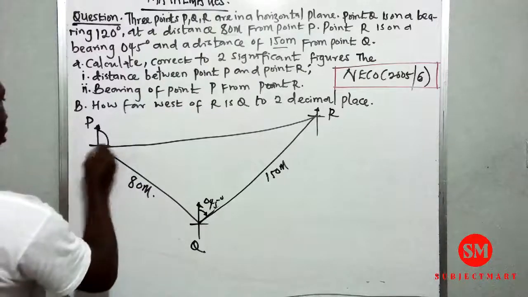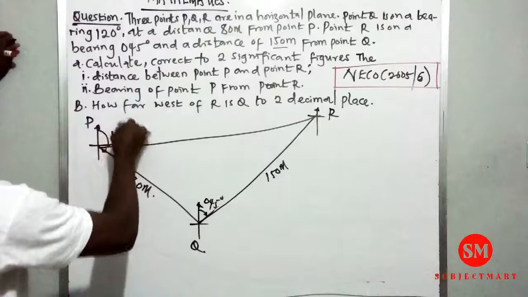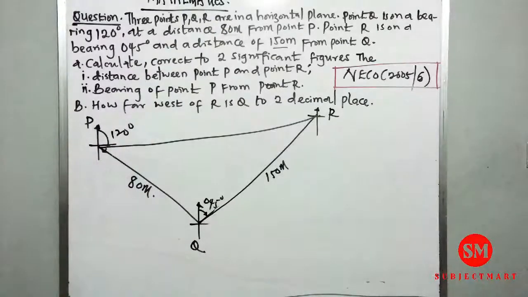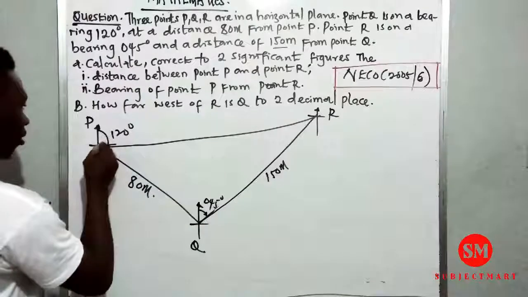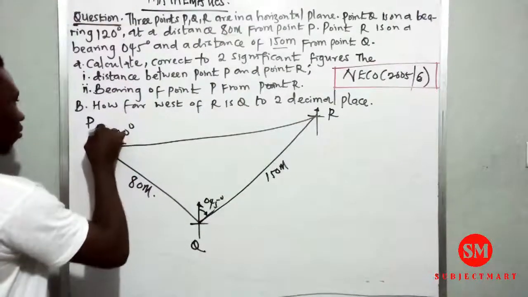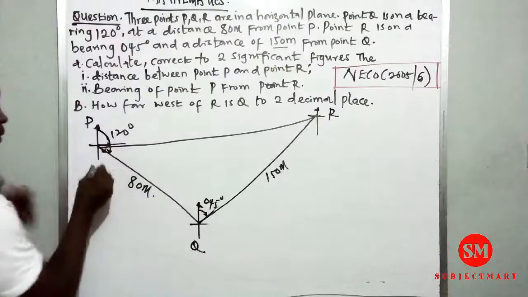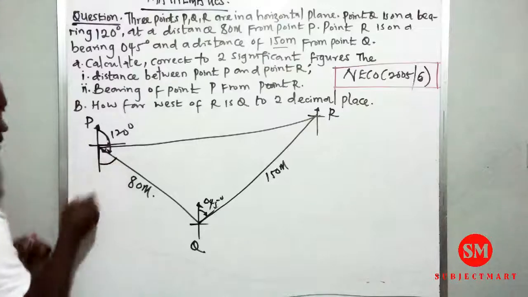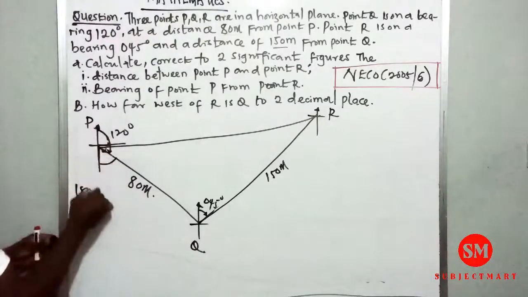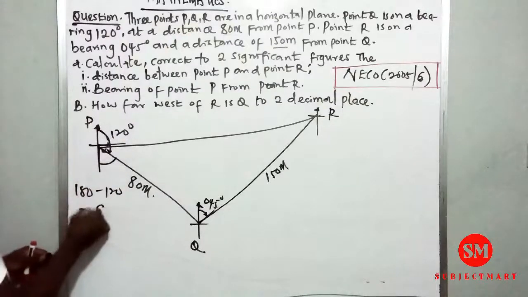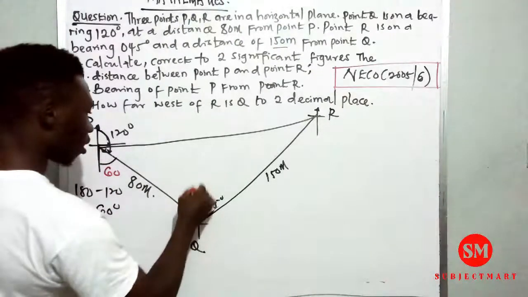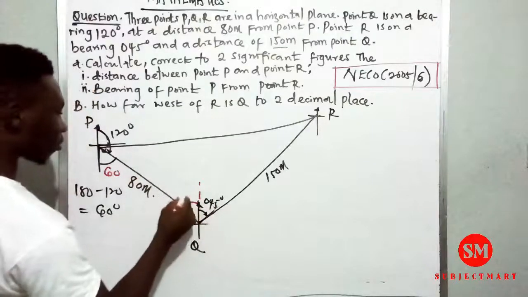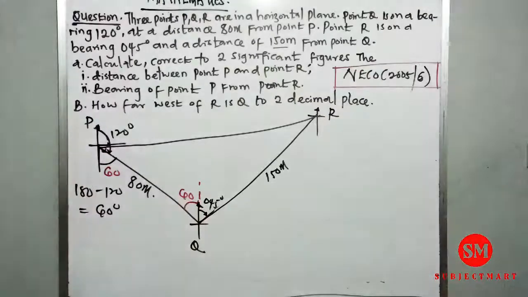Now, this angle is 120 degrees. Pay close attention. Since this angle from here to here is 120, what is this part left? This part left here is 180, that's our straight line, minus 120, which gives us 60 degrees here. If here is 60 degrees, these are called alternate angles.